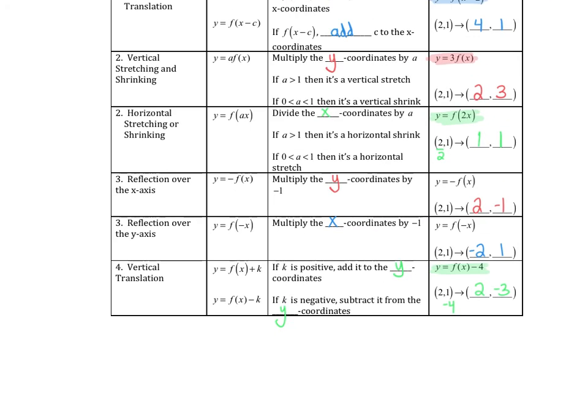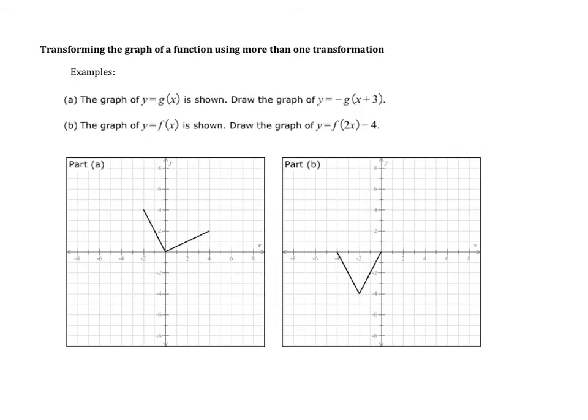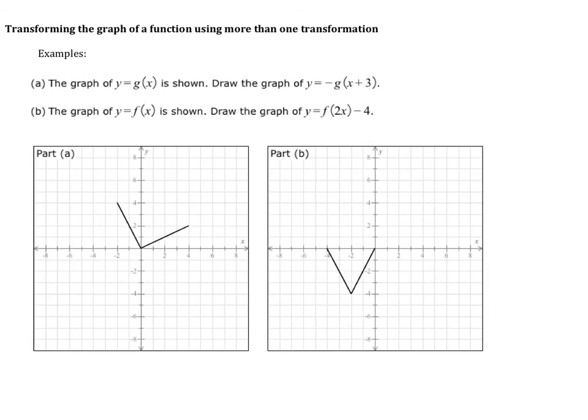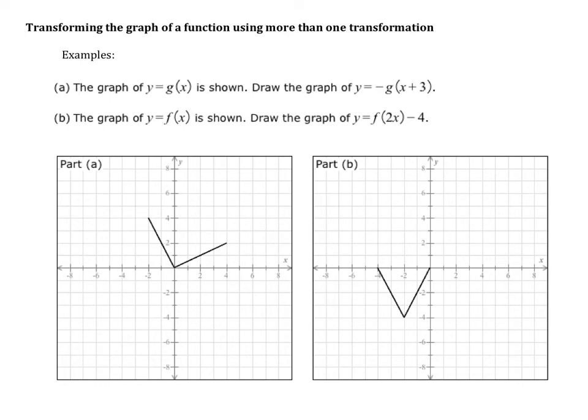So remember to use this when you are working on your transformations in ALEKS. And here are the last couple of examples where they combine transformations. Remember, you're always working from the inside out. So let's look at our first example. If I work from the inside out, we have a plus 3. Remember, a plus 3 is the same thing as moving left 3. It's also the same thing as subtracting 3 from the x's. Okay, so that's one thing that we have to do. Also notice that we have a negative sign on the outside of this function here.